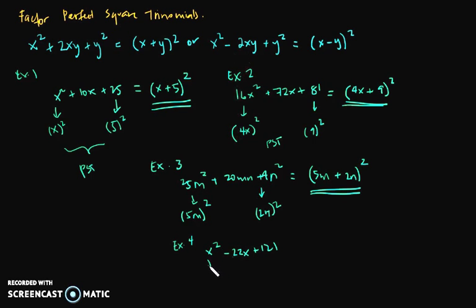So this could be represented as x squared, and this is 11 squared. 11 times x, that is 11x. Double it, that would give me 22x. Therefore, the factor is the quantity x minus 11 squared.